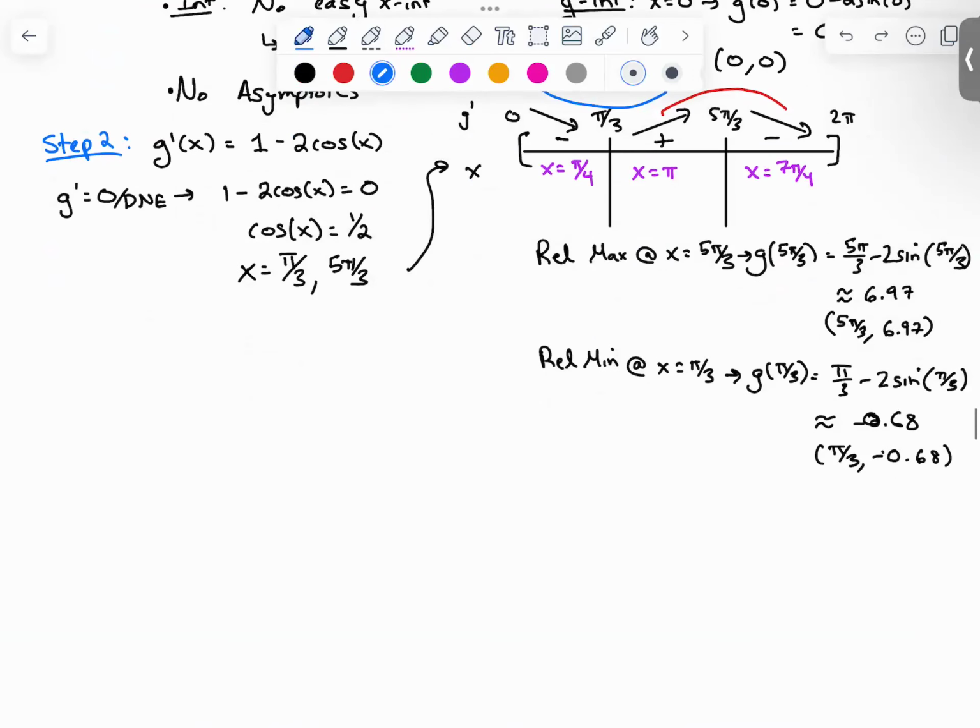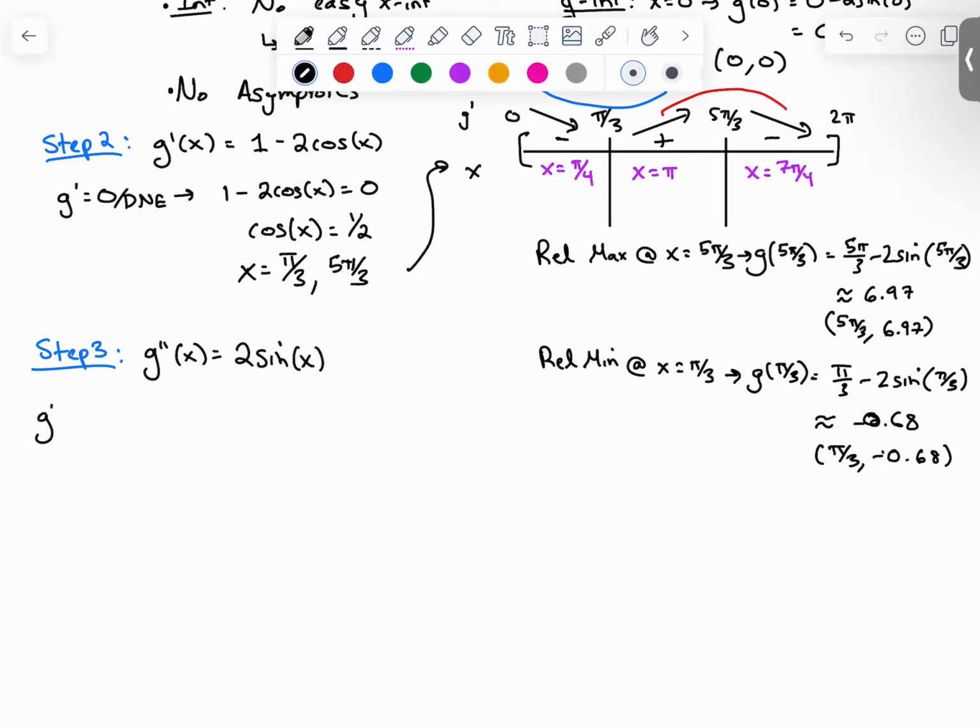And then step 3. Now that we found the relative extrema along with the increasing and decreasing, we could write it out, but why give ourselves carpal tunnel? I kind of decided against it. So step 3 is concavity, which is the second derivative. So we're going to do g double prime of x, which would be negative negative 2 sine x, so just positive 2 sine x.